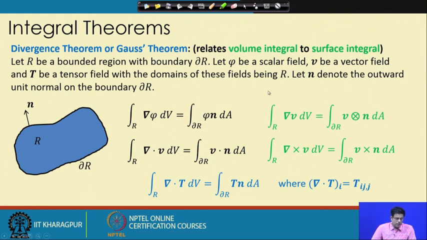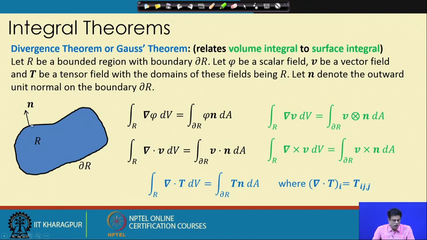So, consider a simple body whose boundary could be multiply connected. Let R be the bounded region with boundary del R. R is the domain of interest and its boundary is denoted by del R. Now, let phi be a scalar field, V a vector field, T a tensor field with the domains of these fields, and n is specifically the outward normal, which acts at the boundary.